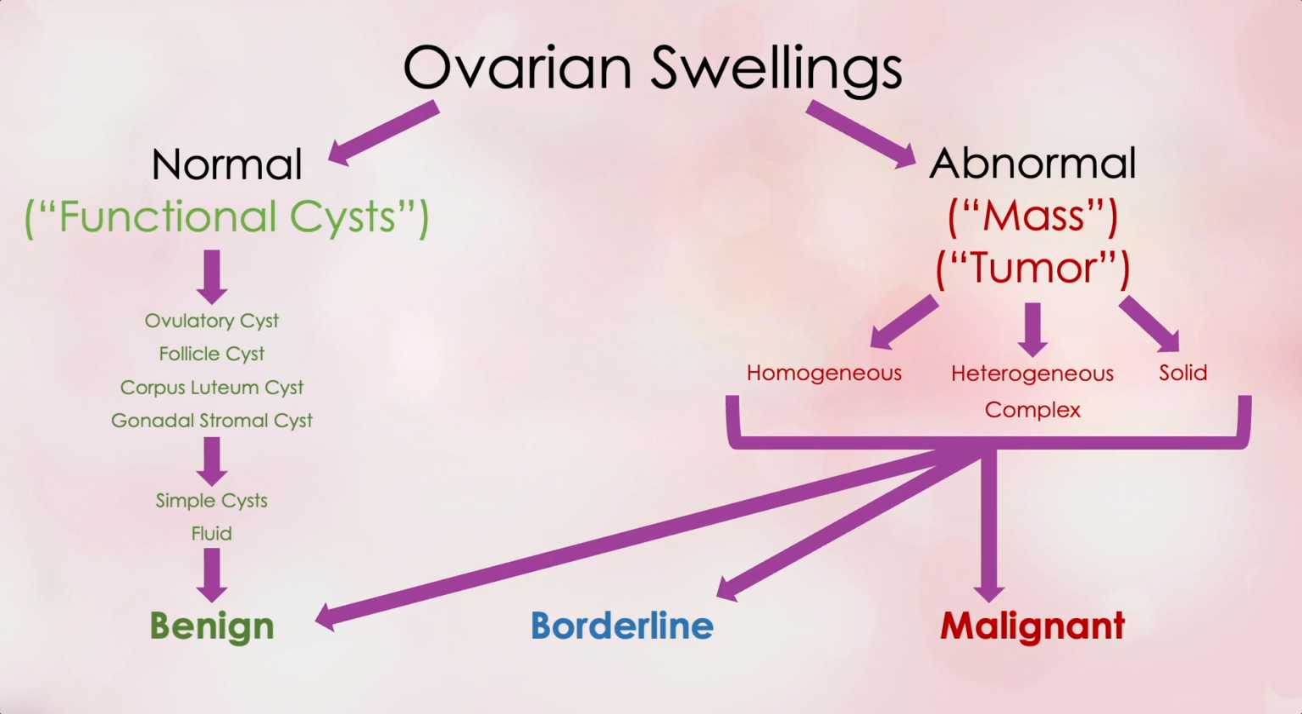But I've also drawn lines showing that homogeneous, heterogeneous, and solid ovarian swellings can all be benign. And homogeneous, heterogeneous, and solid ovarian swellings can all be borderline. And homogeneous, heterogeneous, and solid ovarian swellings can all be malignant. So a homogeneous ovarian swelling can be benign, borderline, or malignant. A heterogeneous complex ovarian swelling can be benign, borderline, or malignant. And a solid ovarian swelling can be benign, borderline, or malignant.